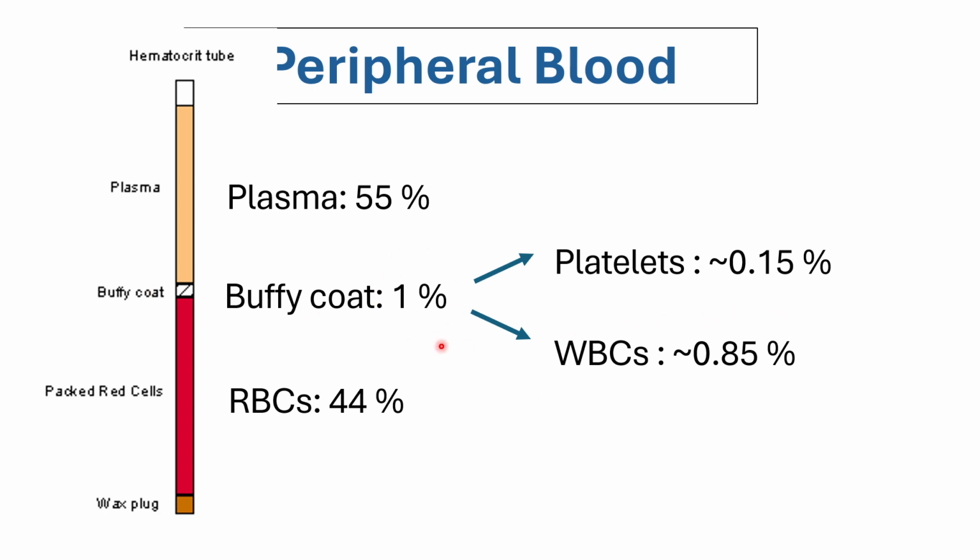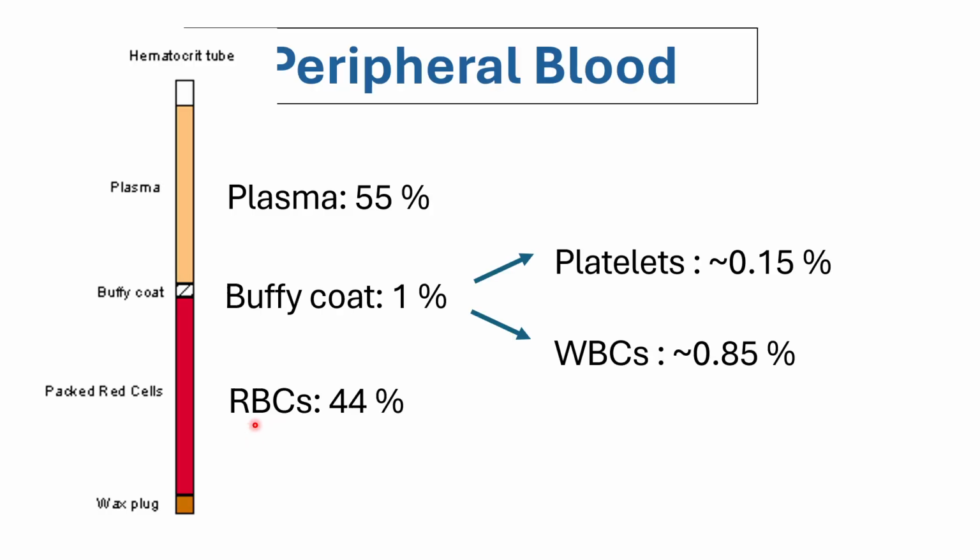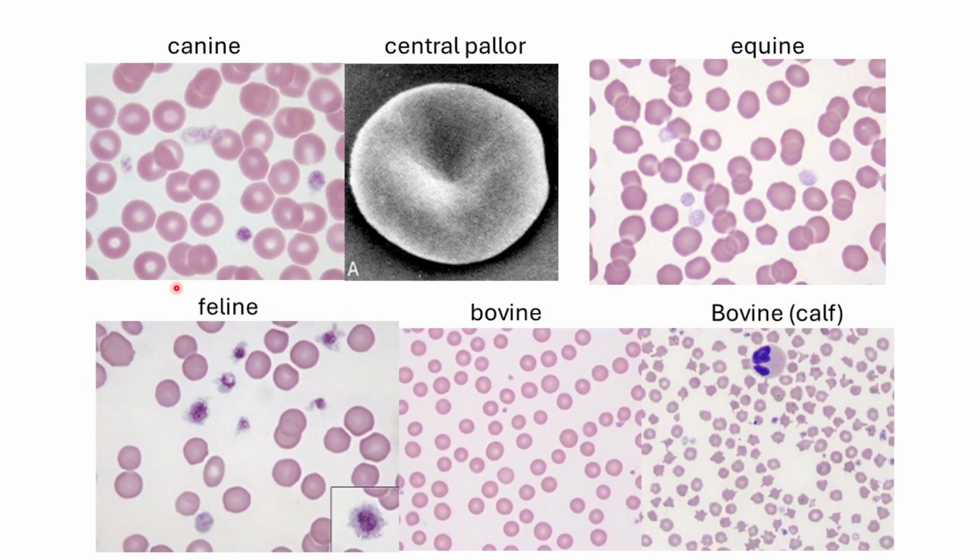And it's just 1% of the whole blood, imagine, while the 44% is your red blood cells. So again, all of this is in the buffy coat, in that very thin subsection, while this one constitutes almost half. Okay? So I hope you appreciate how many red blood cells we have as compared with white blood cells. Okay? Your platelets will also be found in the buffy coat.